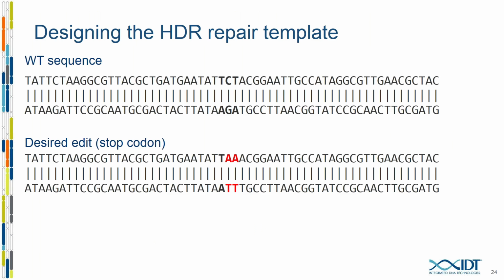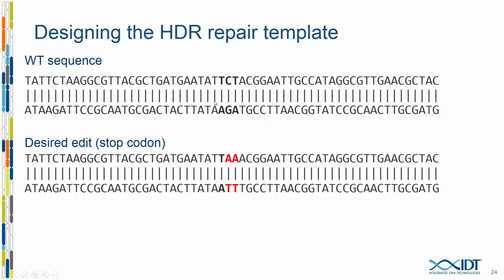So taking a look on a sequence level of what an HDR repair template will look like. On the top, we have a wild-type sequence. And in this example, we're looking at changing this particular codon into a stop codon to try to disrupt this particular sequence from being translated successfully. So we're making 2 changes, shown in red here.